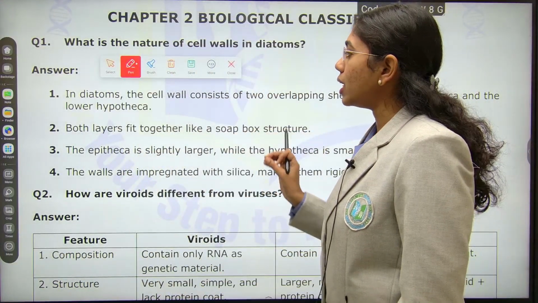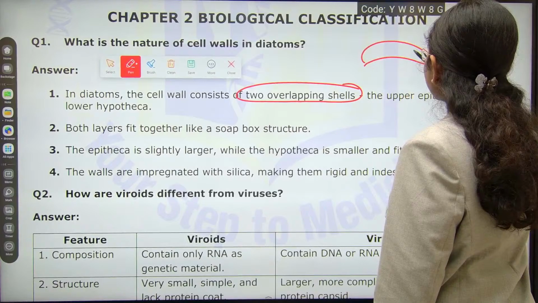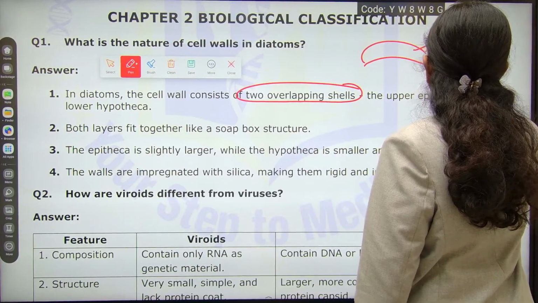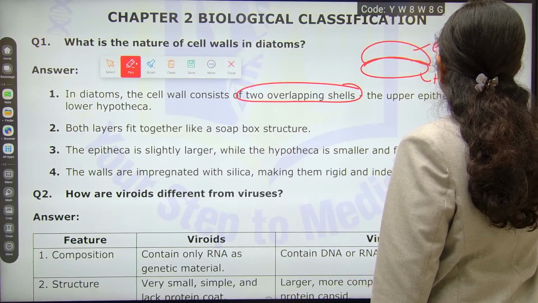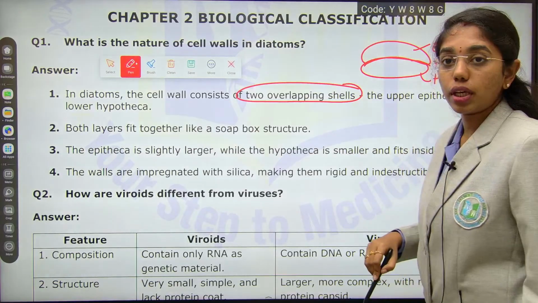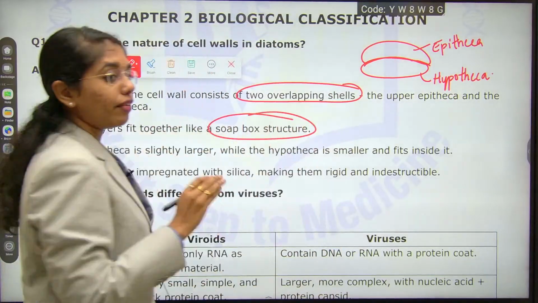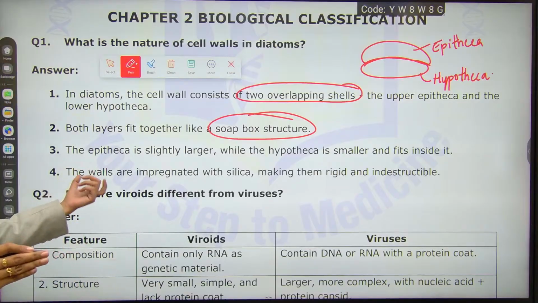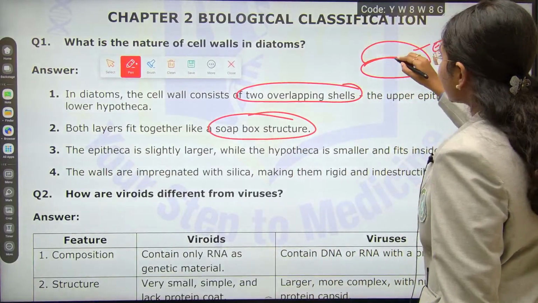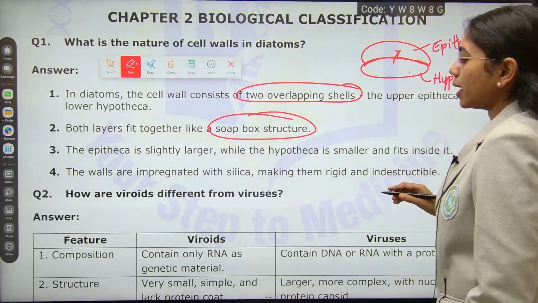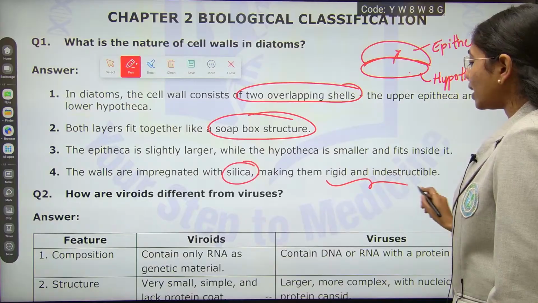So here, in diatoms, the cell wall consists of two thin overlapping shells. The upper shell is known as epitheca and the lower shell is addressed as hypotheca. Both these layers fit together like a soap box structure. The epitheca is slightly larger while the hypotheca is smaller and fits inside the epitheca. The walls are impregnated with silica. It has siliceous cell walls which make them rigid and indestructible.